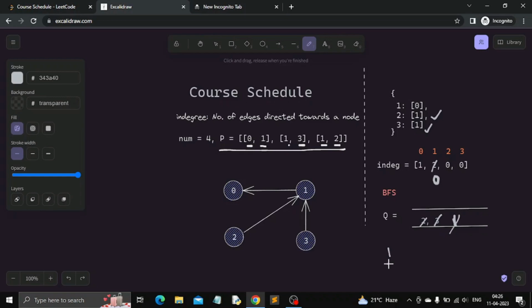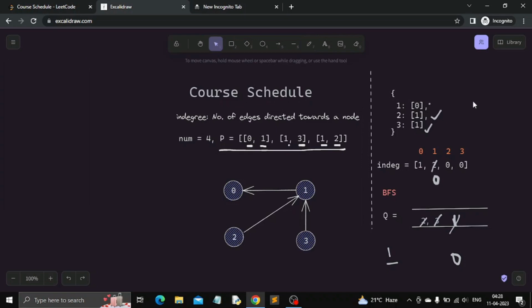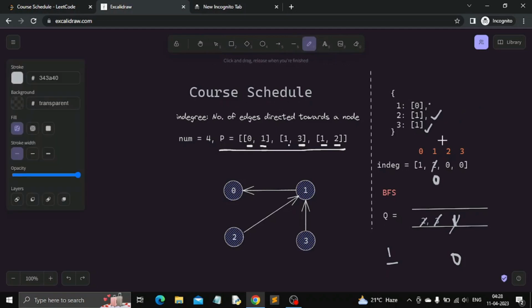Now this time we are having course 1, so we will iterate through all the neighbors of course 1. Course 1 is only having one neighbor, that is course 0. It means that course 0 was dependent on course 1, but as course 1 is completed, we should reduce the in degree of course 0. So the in degree of course 0 will be reduced.